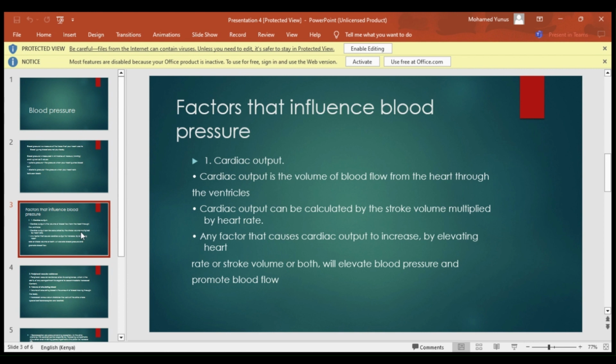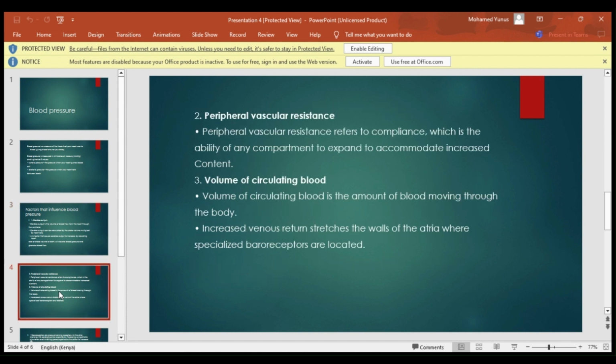We also find that any factor that causes cardiac output to increase by elevating the heart rate or stroke volume, or both, will elevate the blood pressure and promote blood flow. Another factor that affects blood pressure is the peripheral vascular resistance. Peripheral vascular resistance refers to compliance, which is the ability of any compartment to expand to accommodate increased content. The increased content we are talking about here is the blood.